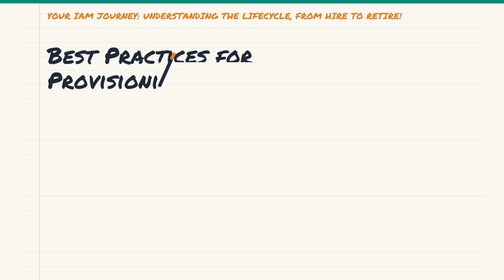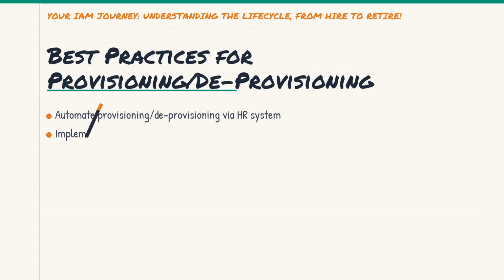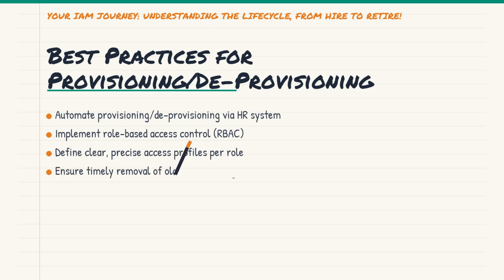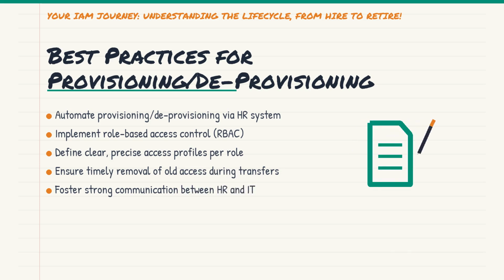To conquer these challenges, especially with internal transfers, automation is your best friend. Link your IAM system directly to your HR system. When an employee's role or department changes in HR, it should trigger an automated workflow to revoke old access and grant new access simultaneously. Define clear, role-based access profiles so you know exactly what access each role needs and only grant that. Regular communication between HR, IT, and department managers is also crucial. It's all about making sure those keys are issued and retrieved promptly and accurately.